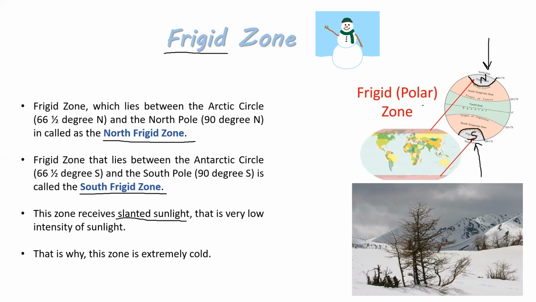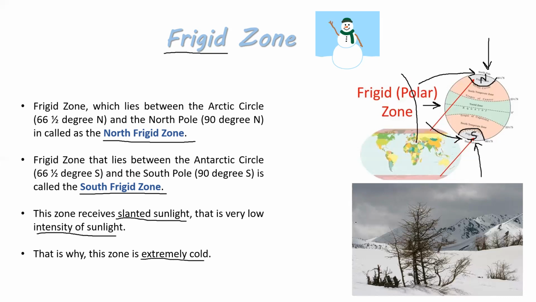So sunlight near the equator is very direct. In this zone, the sunlight is slanted. Okay, the rays are not straight. This is how sunlight is received. That is why this zone receives very low intensity of sunlight. And this zone is extremely cold.